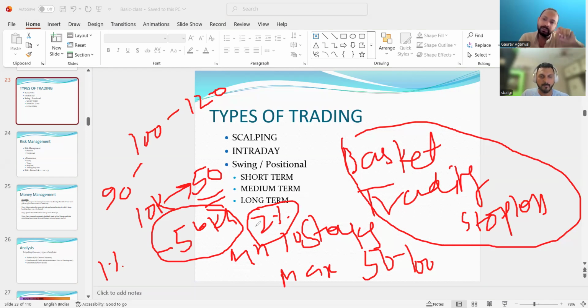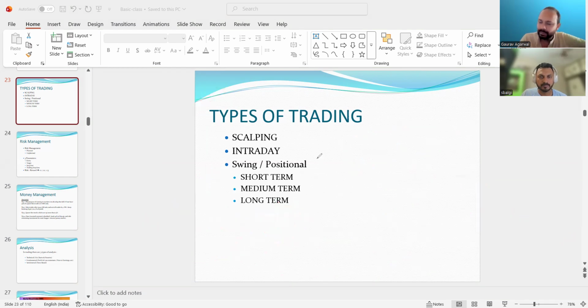The same thing you can use even in futures and options. I will explain later how to use it in futures and options. Basically you can use it in stocks. So these are the types of trading, correct? This is clear. Any doubt in this? No, nothing.